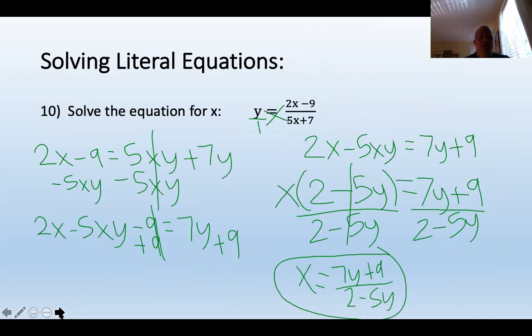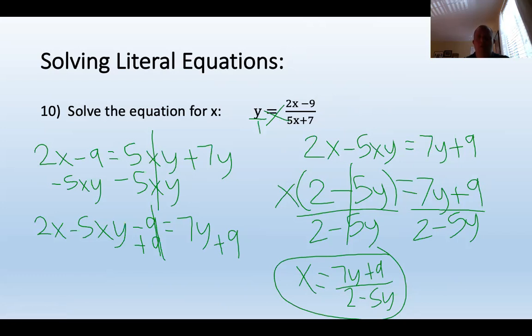The next question says, solve the equation for x. We have y equals 2x minus 9 over 5x plus 7. First, since y is just itself, we can put y over 1, and that leaves us with a proportion.